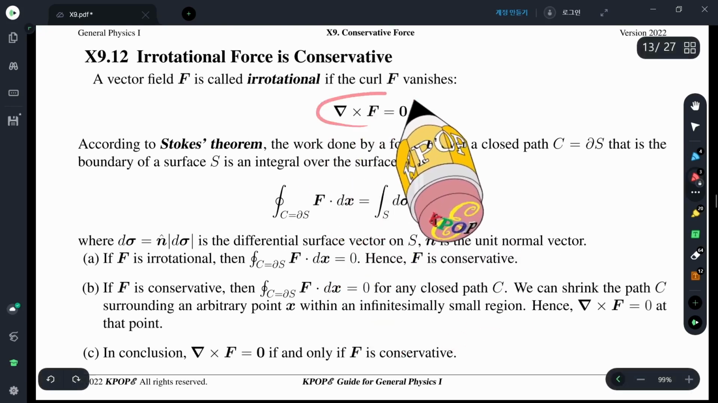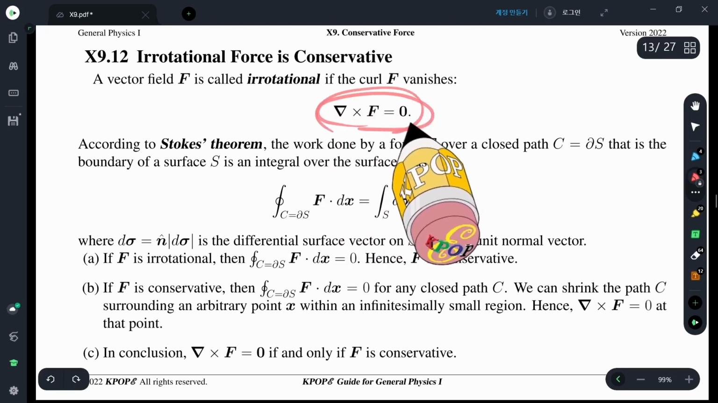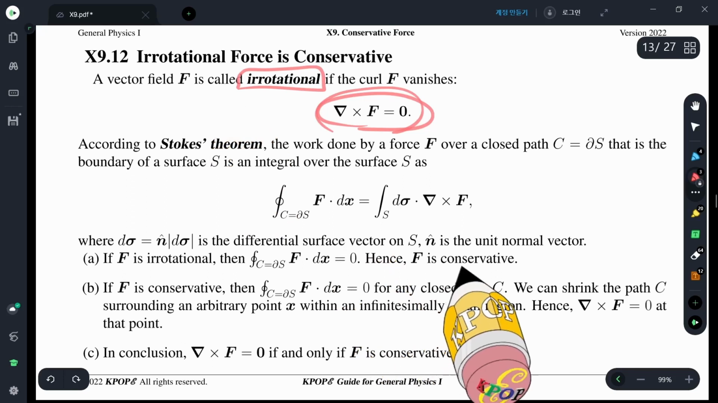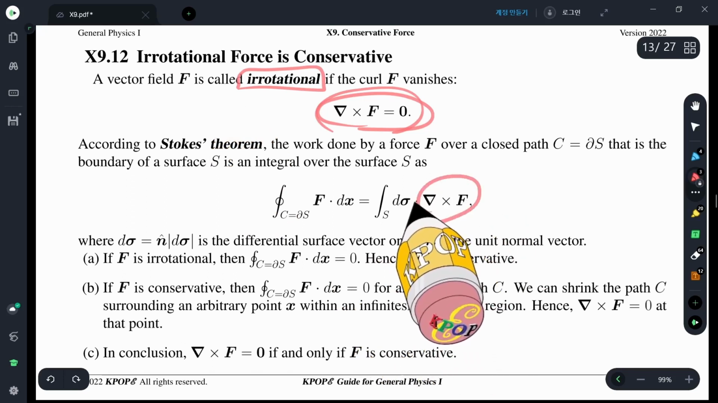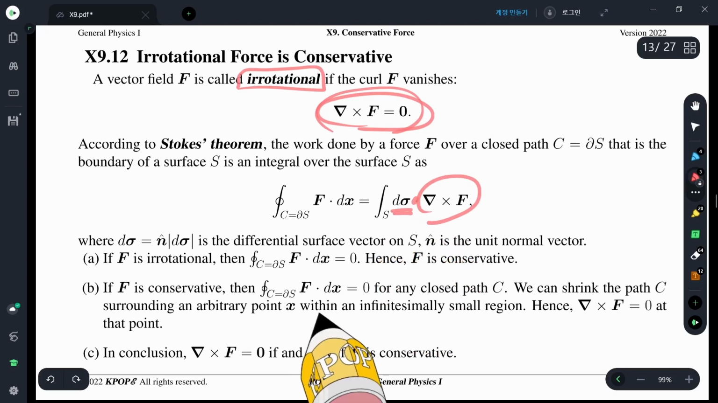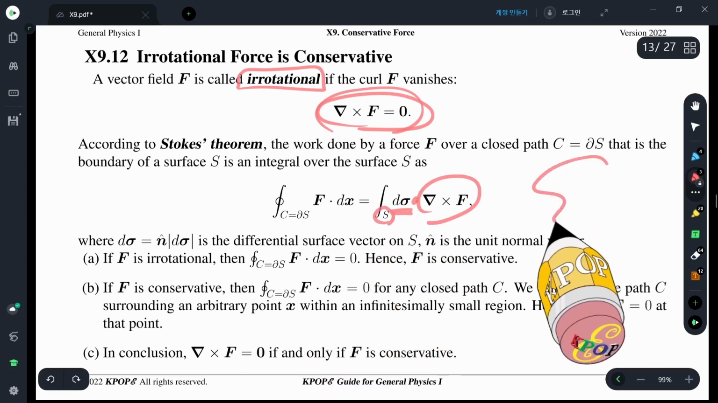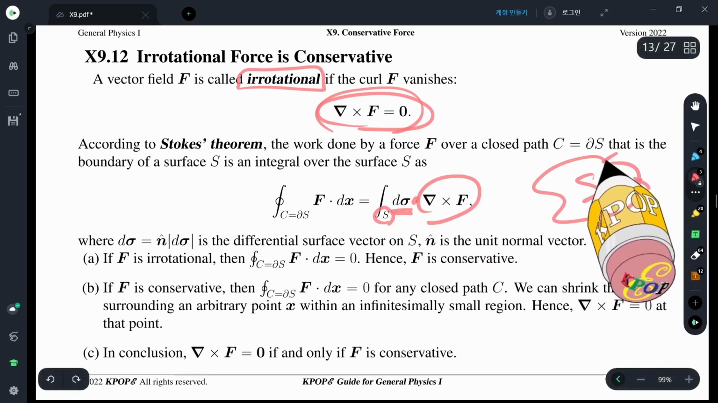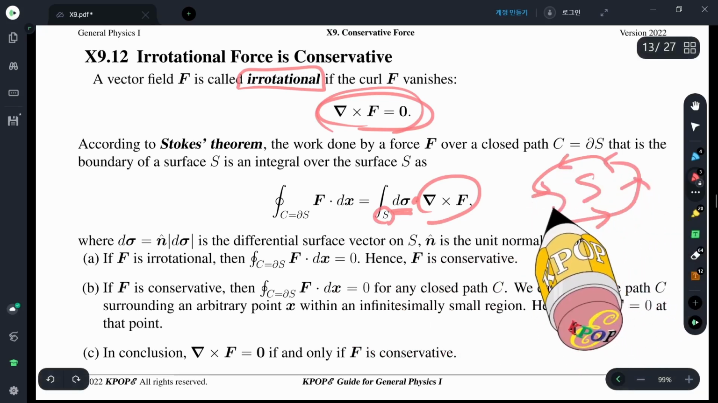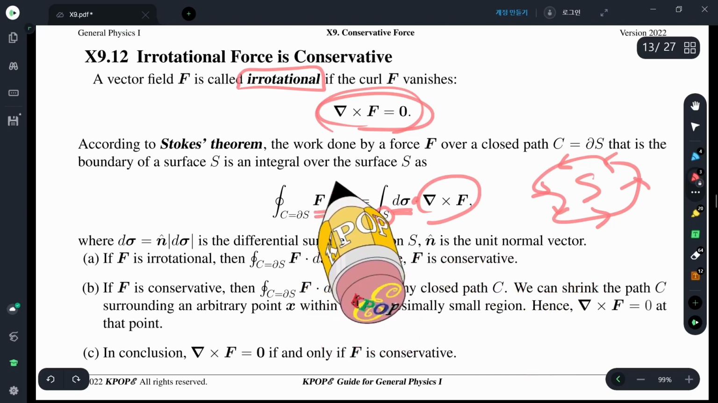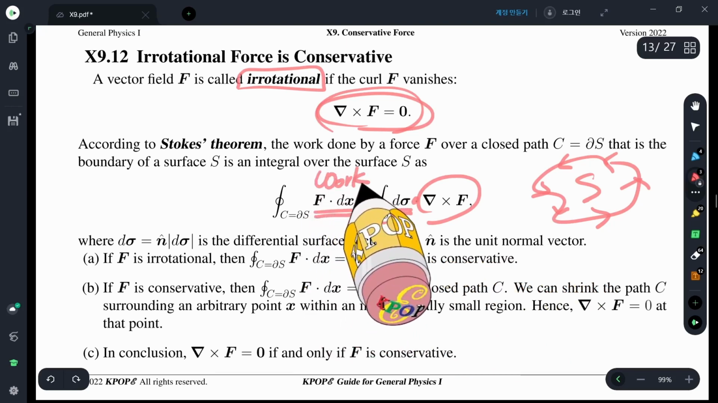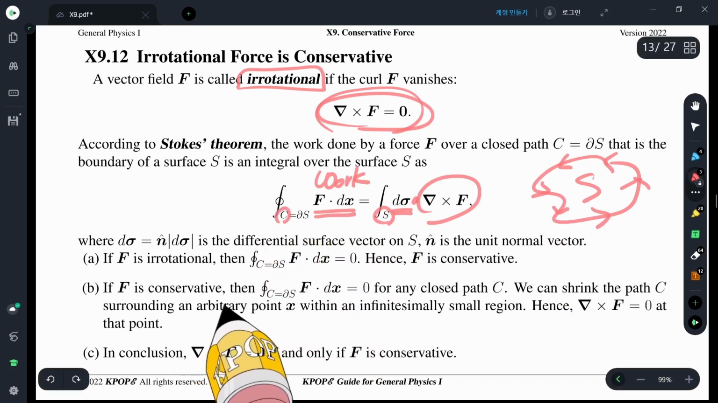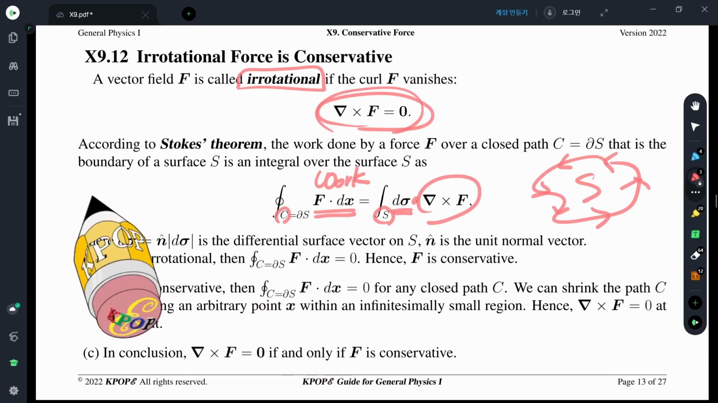So if the curl of a force is 0, then we say it is irrotational. And Stokes' theorem says the curl, dotted with the surface area element, integrated over a surface, is the same as the line integral of the scalar product. This is work. Work along a closed curve. This circle means closed.